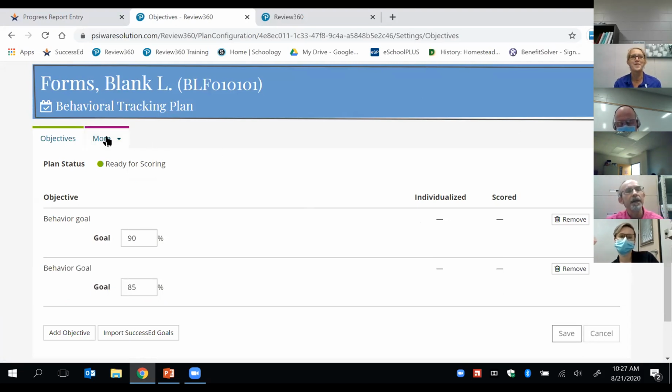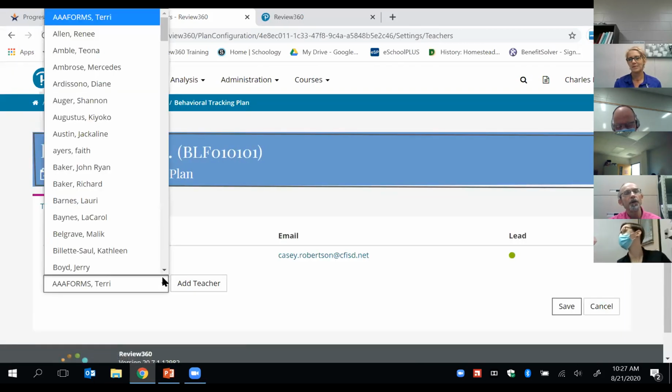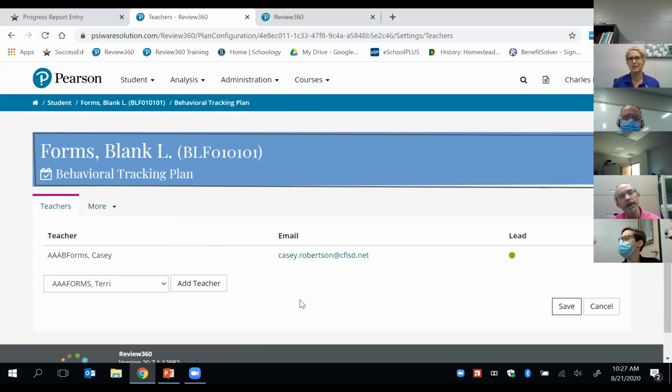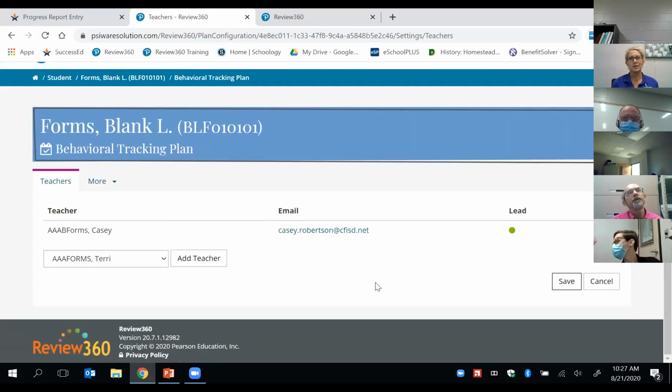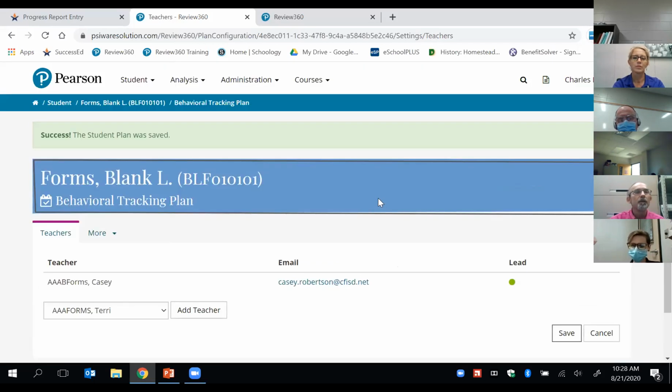Now, the only other thing that you might need to do is come back here and go to the Teacher tab. This is where you would go in and select whatever teachers need to be added to the plan, okay? So if there are any other paras or other staff that are working with the student, that's where you would add them. You wouldn't add people that aren't working with the student, so you wouldn't add them to the plan. You go ahead and save that. And then you would be done with the blue plan for any behavior goals that you wanted to track.